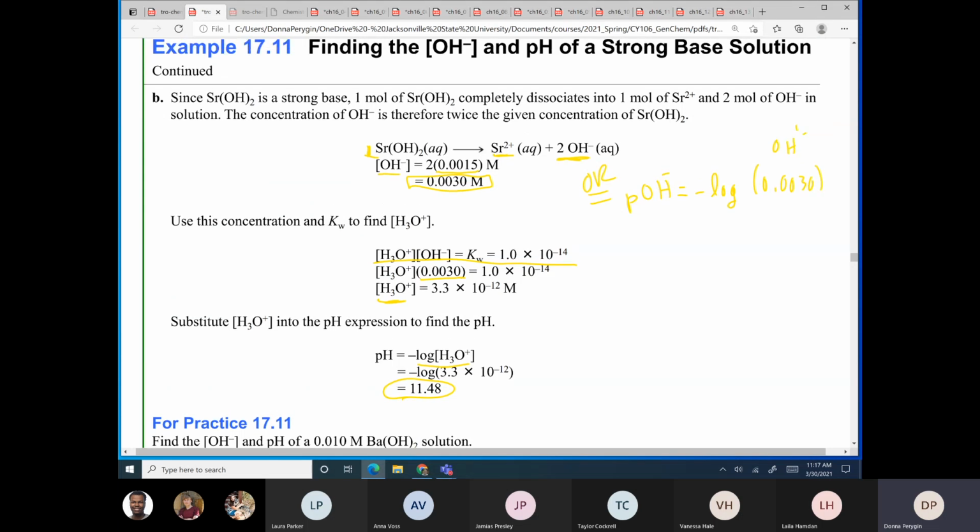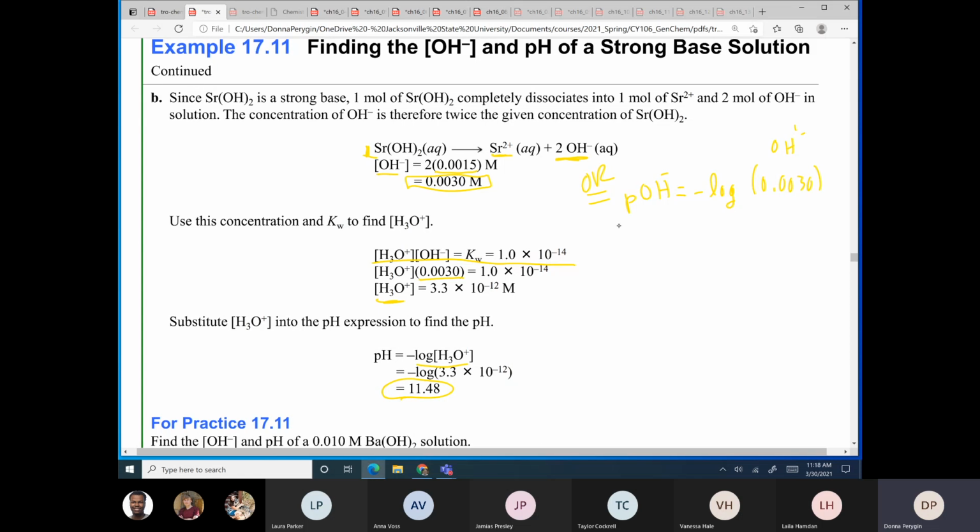Okay, so I didn't work this out yet, so I'm just going to put that in my calculator. So 0.0030, and I'm going to take the log of that, and that gives me negative 2.52. So the negative log of that would be 2.52. So my pOH, I'll just go ahead and write it down, is equal to 2.52.